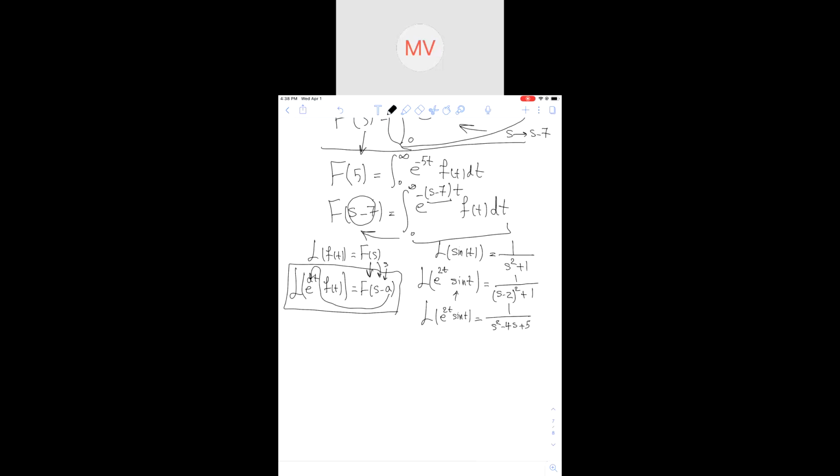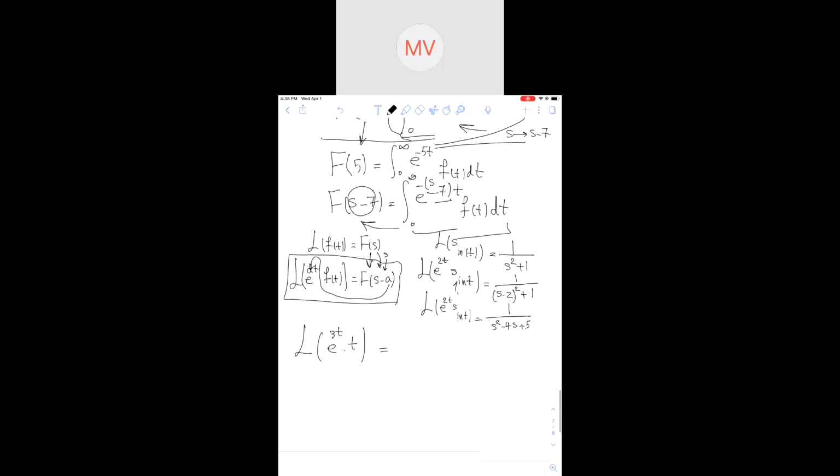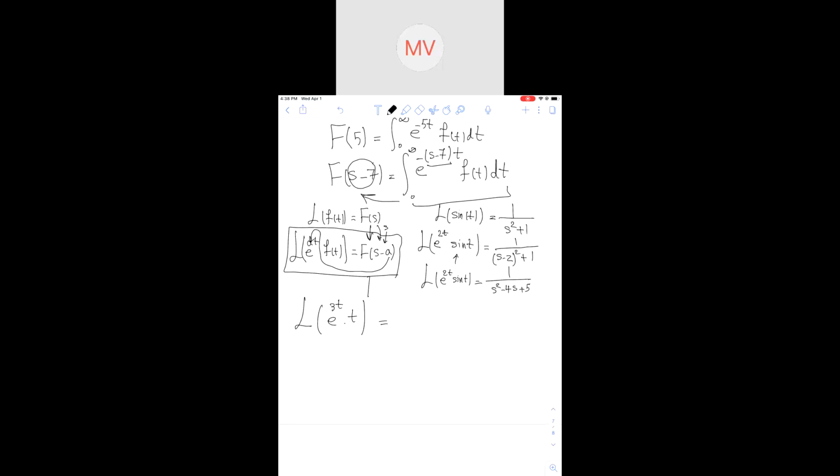Okay, so let's begin with this. What is Laplace of e to the 3t times t? In fact, you can do this 2 different ways, and I'll tell you both ways. It won't confuse you. Okay, let's do it this way first.